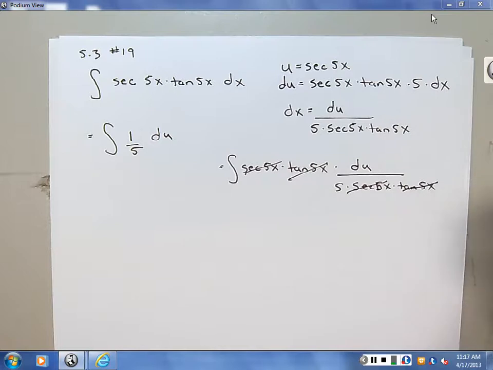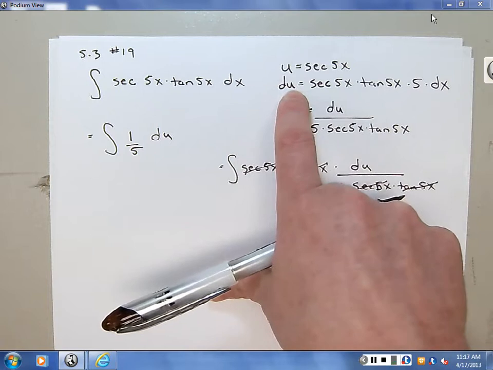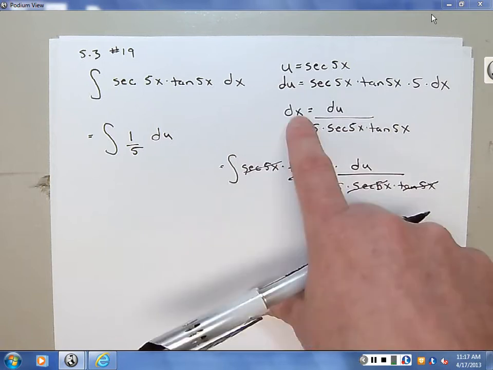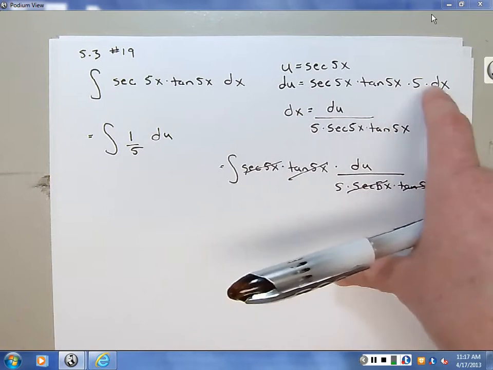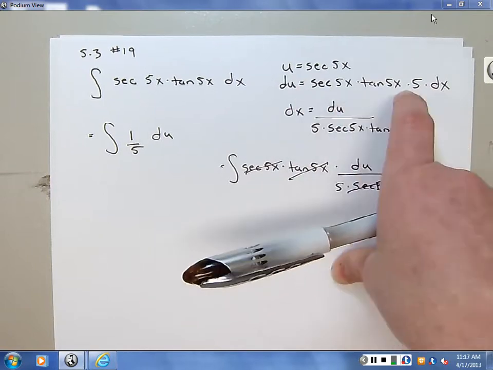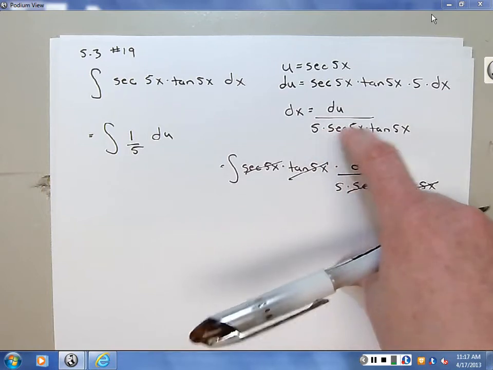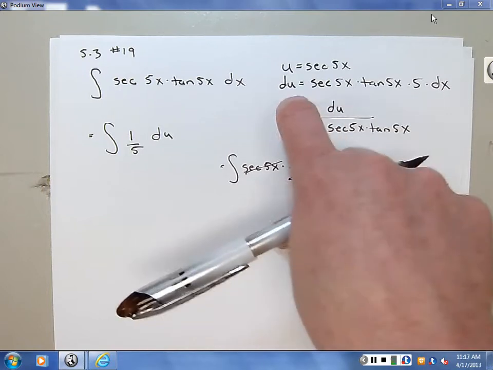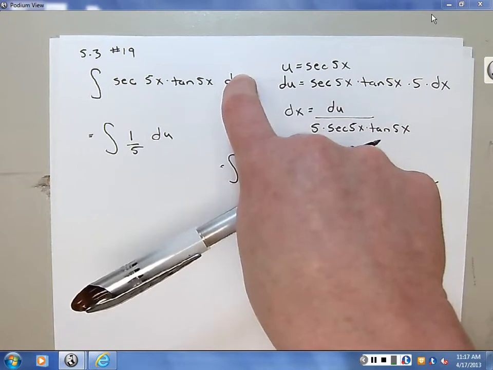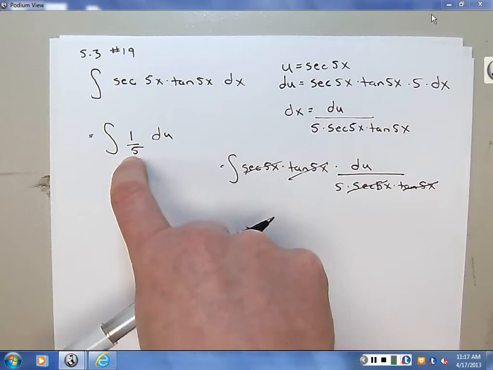Amanda? Did you pull out the 1/5 from the dx equation? Yeah, so I solve for dx. dx would be du on top divided by all this. So I have du divided by 5 times secant of x times tangent of x. So if I plug dx into my integral, I'm left with 1/5.